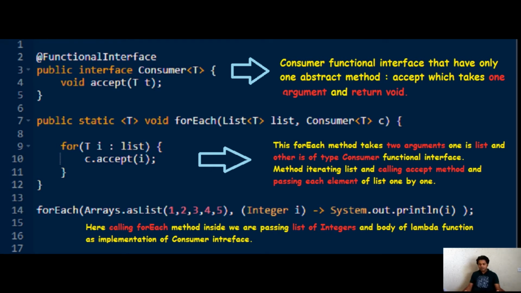So this is a type of interface you can use where you want to perform some operations on the input, but you don't want to return anything from that method. So you can use the Consumer functional interface. Let's see some more examples.